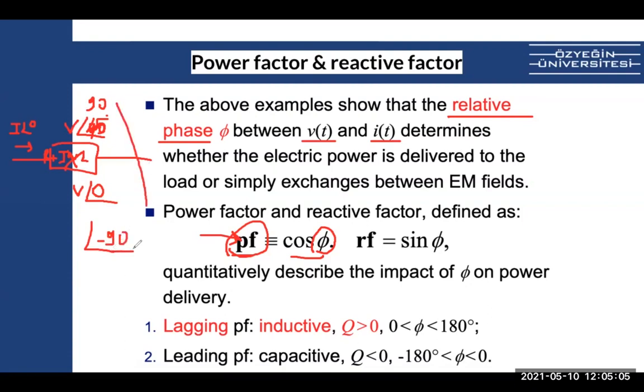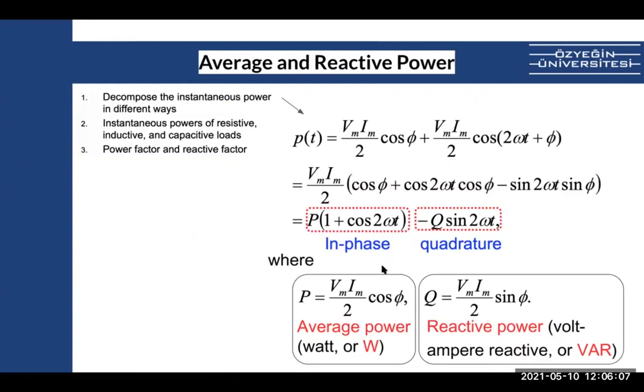So between 90 degrees and minus 90 degrees, that phase will tell you if your circuit is inductive or if your circuit is capacitive.